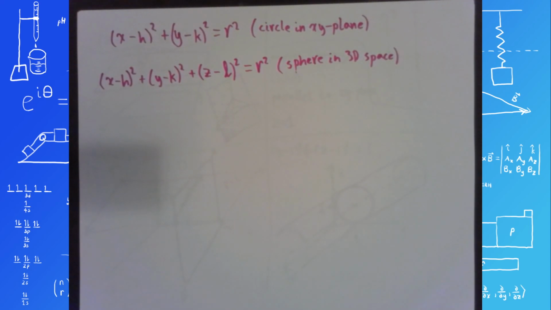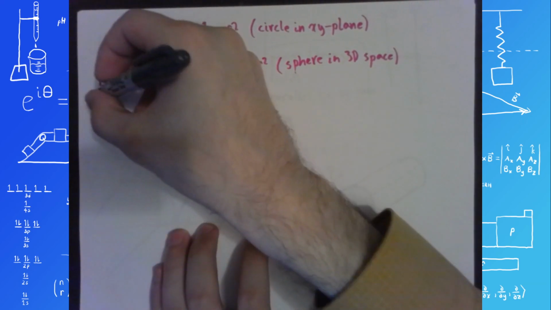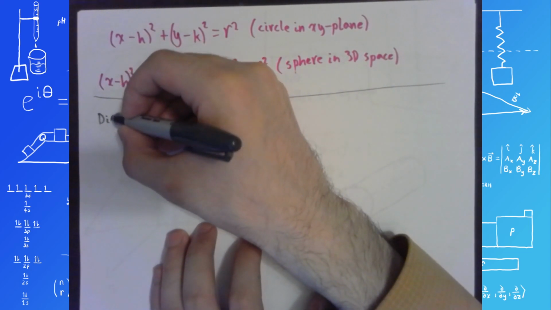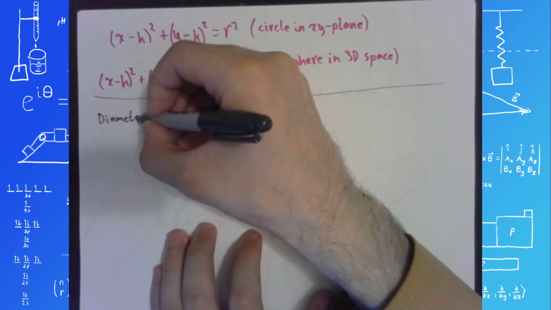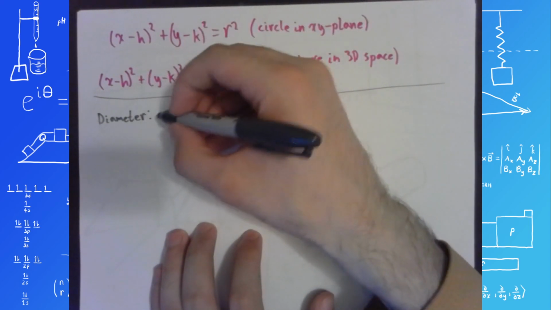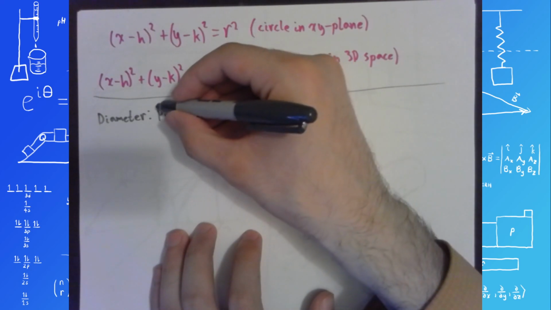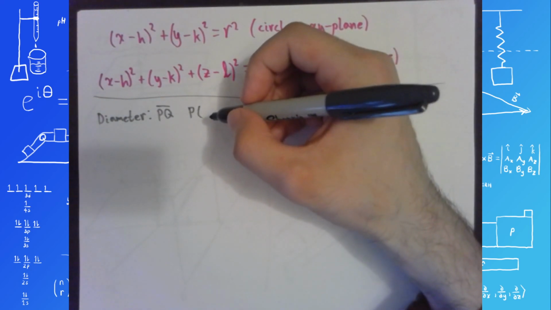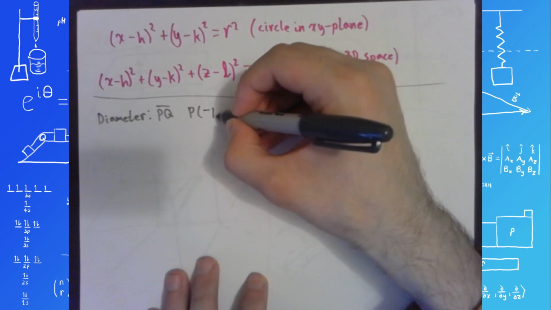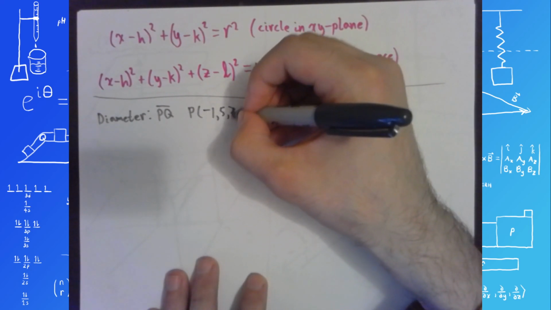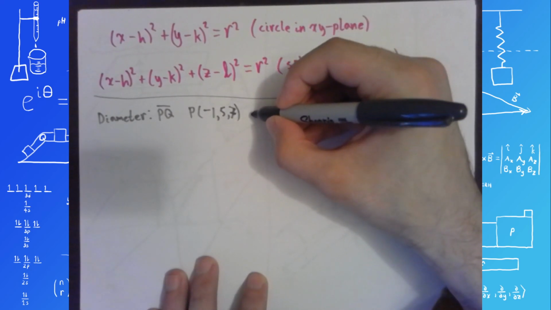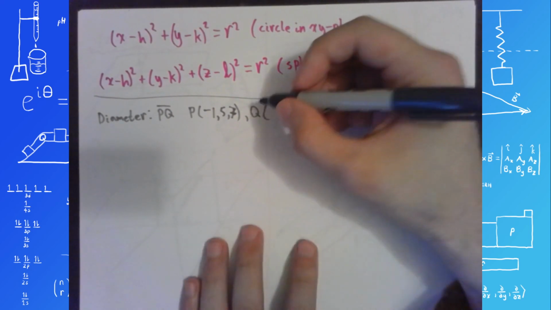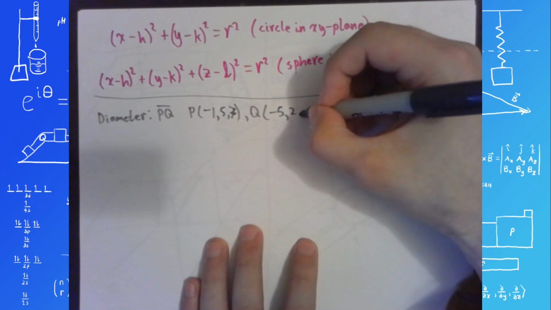Okay, diameter PQ. So we have a sphere with diameter PQ, where P is (-1, 5, 7) and Q is (-5, 2, 9).